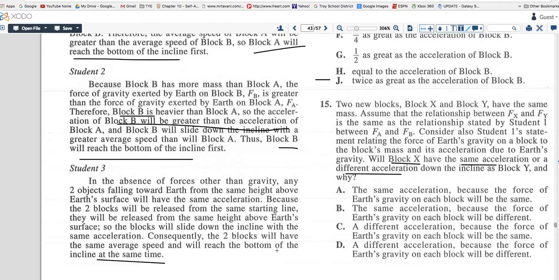It is A. How'd you get A, Amitesh? So we can eliminate B and C because if it's the same acceleration, the force has to be the same. So we can eliminate B and C, between A and D.